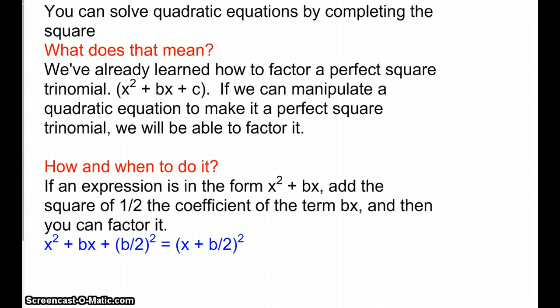If an expression is in this form, x squared plus bx, all you have to do is add the square of half the coefficient of that x term. In other words, you're going to half b and square it, and then you will be able to factor it. So you take x squared plus bx, add b divided by 2 squared, and that actually becomes, when factored, x plus b divided by 2, the entire quantity squared.